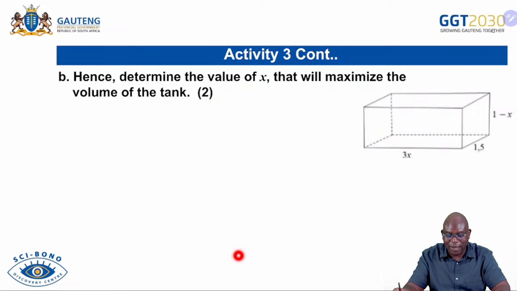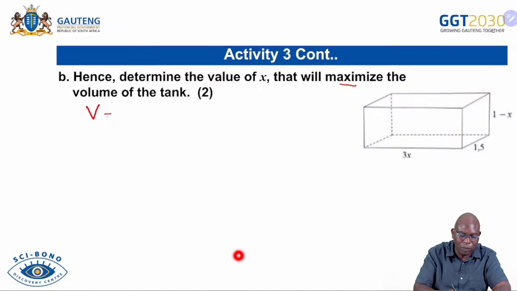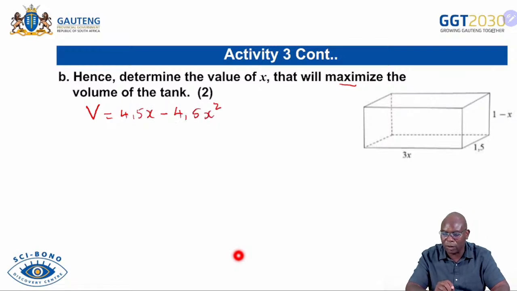Okay, the next one, I love this word, maximize. When I see that word in calculus, I just know I need to differentiate. So hence, determine the value of x. See, when they say hence, it means use what you got previously. So what did we get previously? We got volume equals 4,5x minus 4,5x squared. So that's what I got.